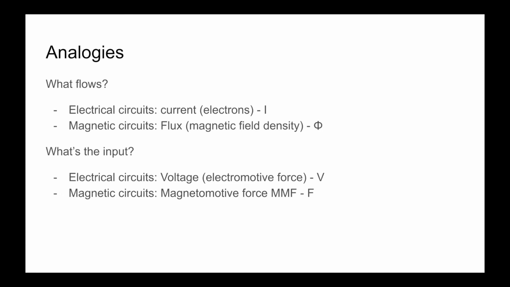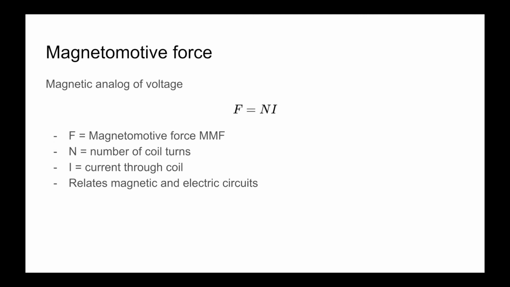We represent flux with a capital phi and the magnetomotive force with a capital F. The magnetomotive force is the thing that we use to relate the magnetic and electric circuits. When produced by a coil with N turns and current I, the magnetomotive force produced is given by F equals N times I. This concept may seem unfamiliar, but just think of F as the voltage, and instead of being produced by a battery, it's produced by a coil.